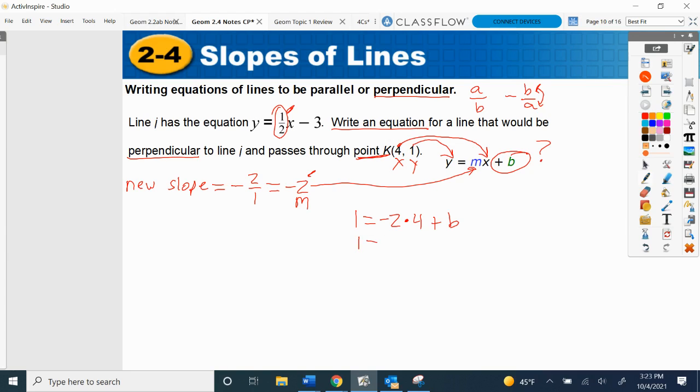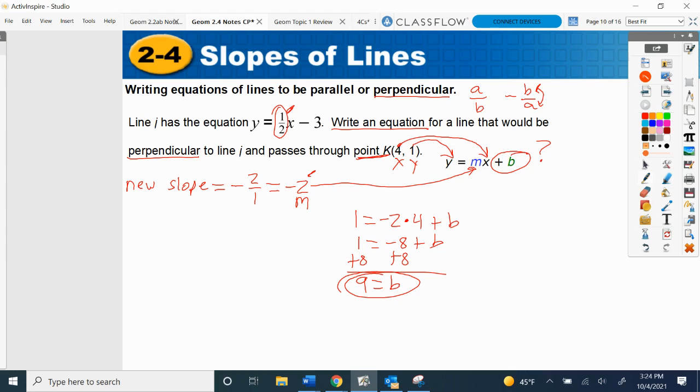Okay, a little simplifying, we have negative 8 plus b. All right, and then we're just solving for b. So b would come out to positive 9. So there's your y-intercept, excuse me. Okay, now that we got that, we have our b, we have m. Now we can write our equation.